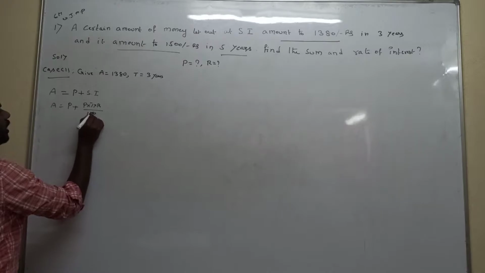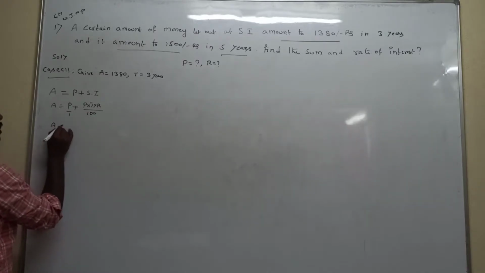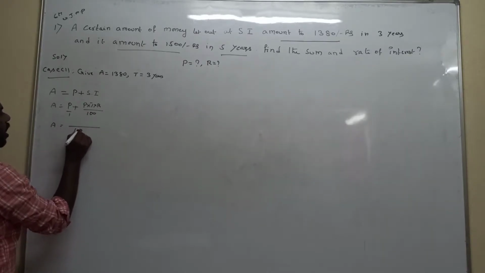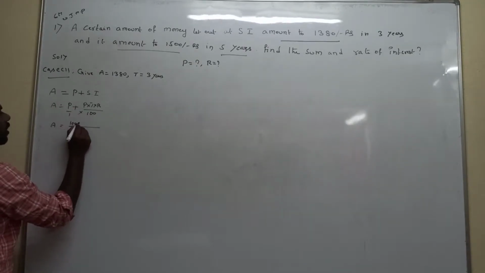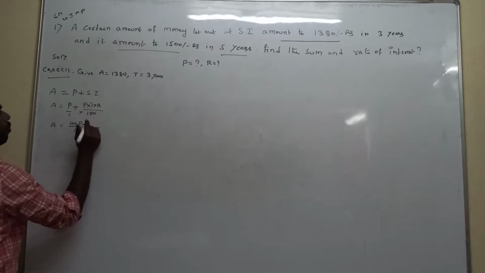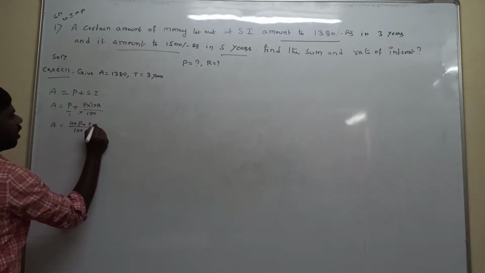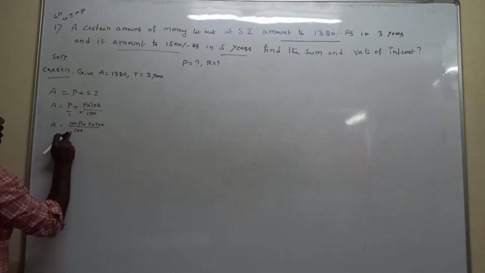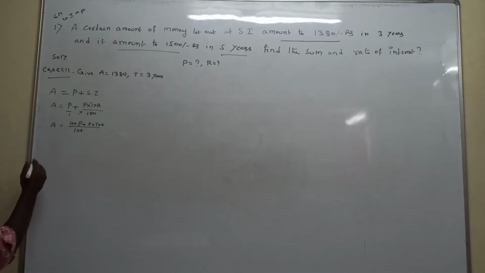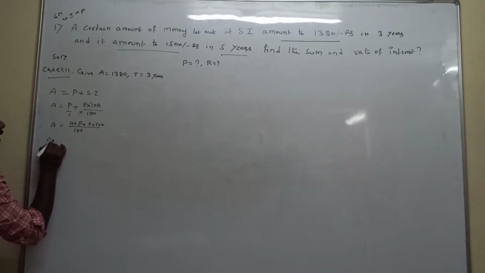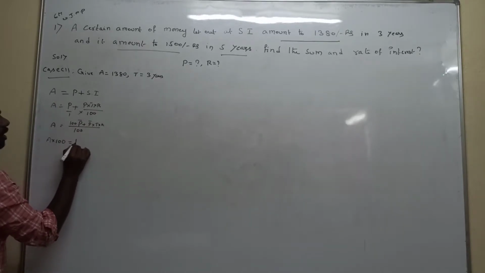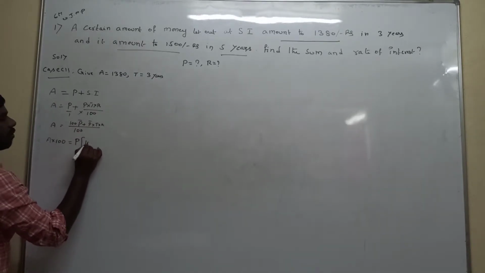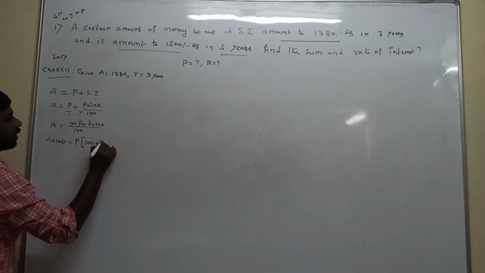So now taking the LCM on the right hand side, which is 100. After that, cross product: 100 into P is 100P, plus 1 into PTR is PTR. After that, the cross product on the left hand side is A into 100. Now what is the common letter here? P is a common letter, so taking it outside, the remaining element is 100 plus TR.